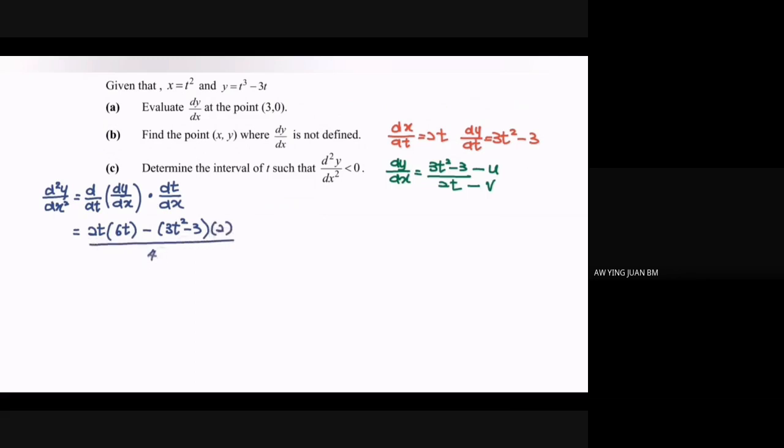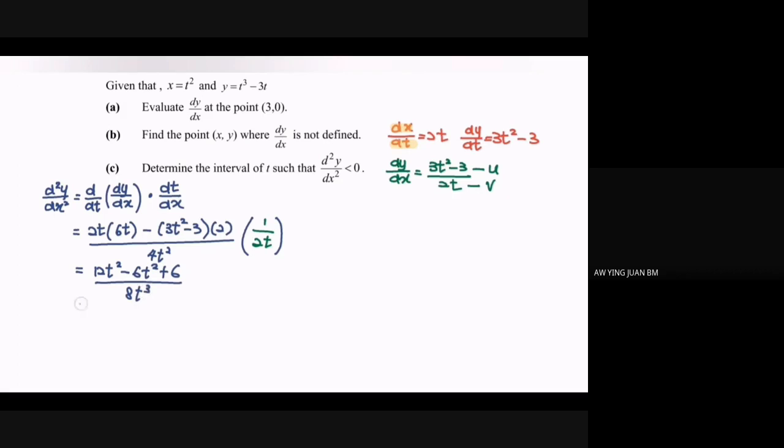So we will have 4t squared. Do remember to multiply with dt dx. So do remember we have dx dt. So meaning that we have to flip the situation, become 1 over 2t. Next, expand the numerator and simplify it. So we will have 12t squared minus 6t squared plus 6 over 8t cubed.